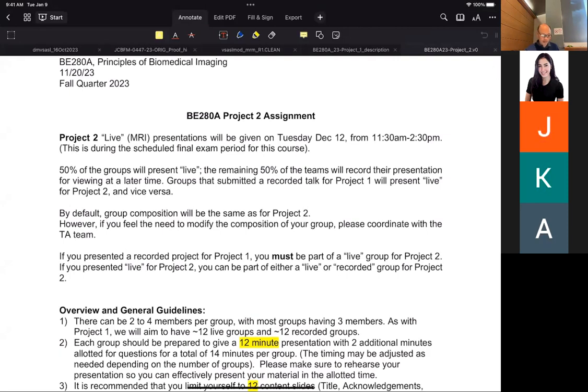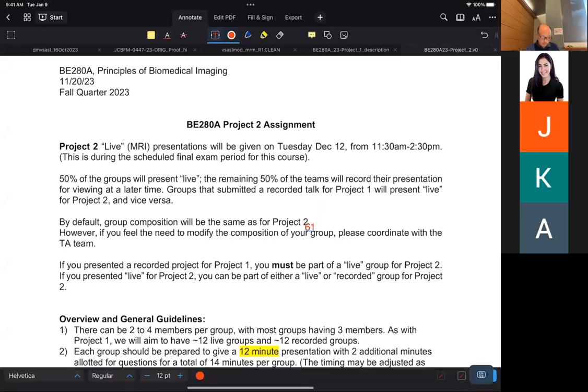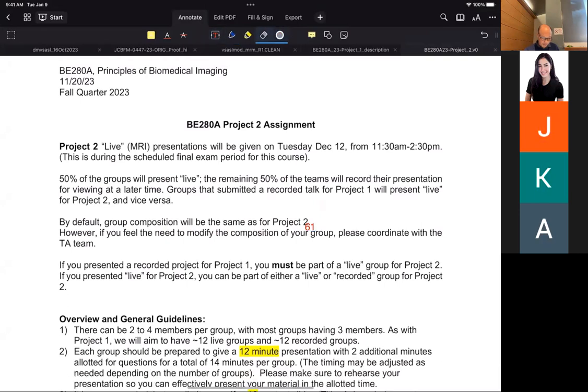So one thing is that by default, the group composition that we're going to start off with is what you had for Project 1. Let me fix that. Okay, why did it do that? We can update it later. I'll send you the updated version. But anyways, this should be Project 1.